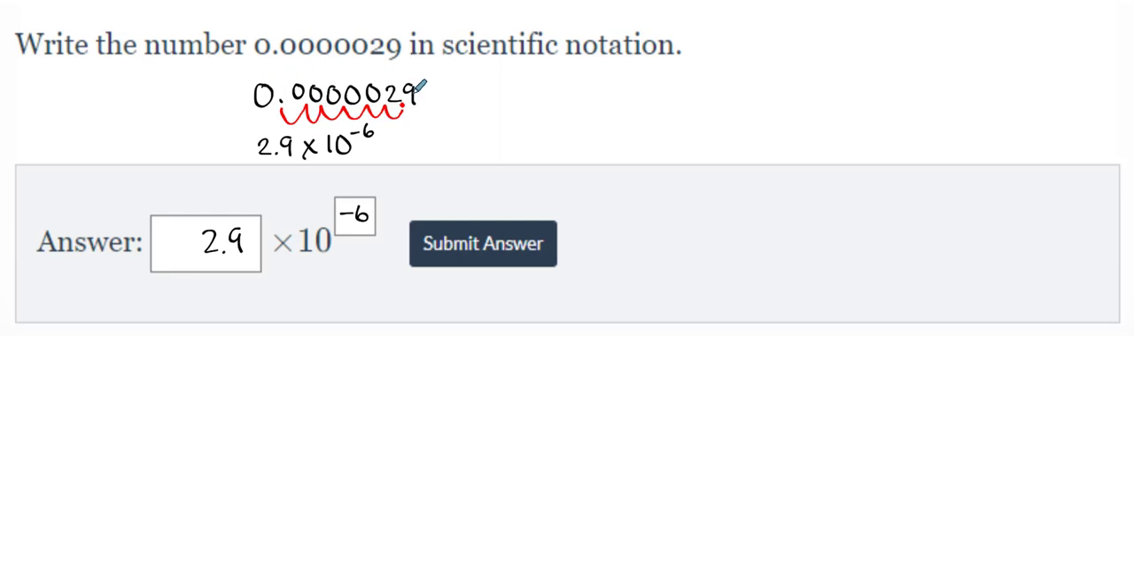So it's writing the original number, moving the decimal back, and then rewriting it in scientific notation, and that's pretty much it. So hopefully you found this helpful.